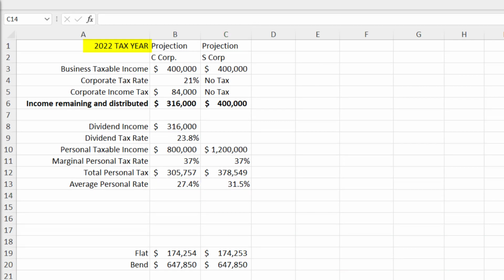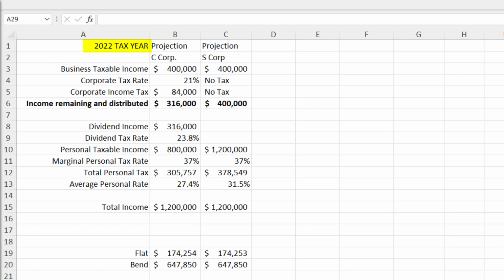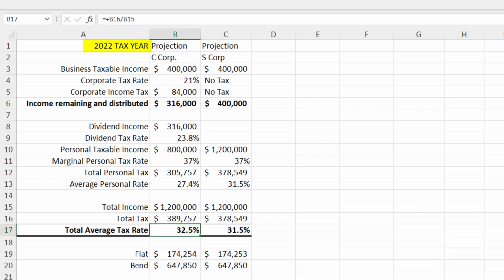Let's start out by seeing how much is the total income that Amy and her husband have to deal with. And in both cases, they have $1.2 million, $800,000 from his salary and $400,000 from the corporation. What is the total amount of tax that they paid overall? Well, in this case, they paid $305,757 personal tax, and they paid $84,000 in corporate tax. Here, they just paid the $378,549. So then the next question is, what is their average tax rate on everything? The average tax rate, if she's organized as a C corporation, is going to be the total tax divided by their total income of $1.2 million, and that is 32.5%.